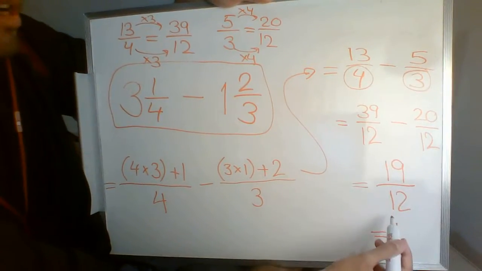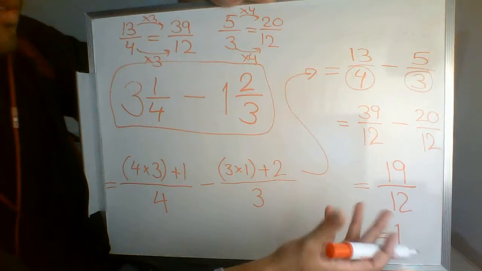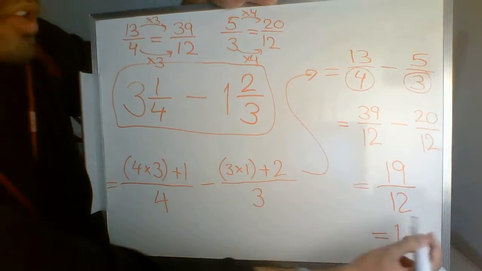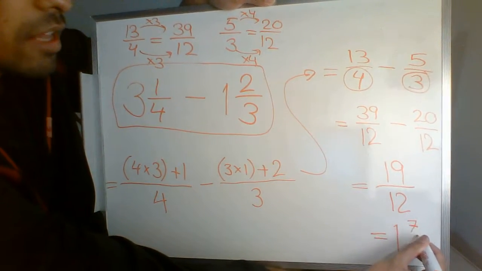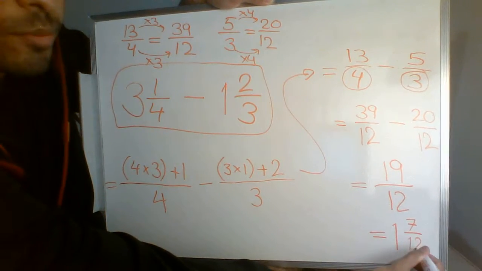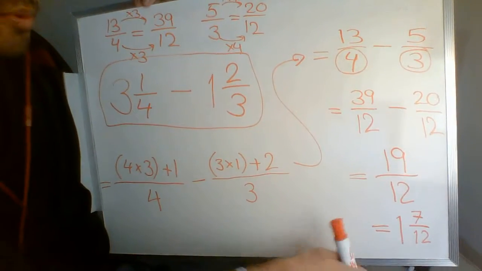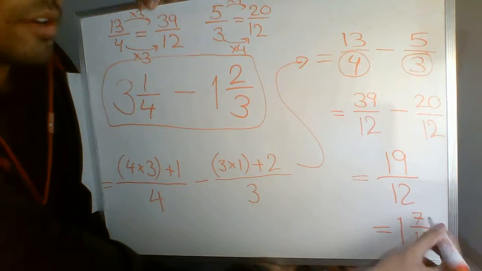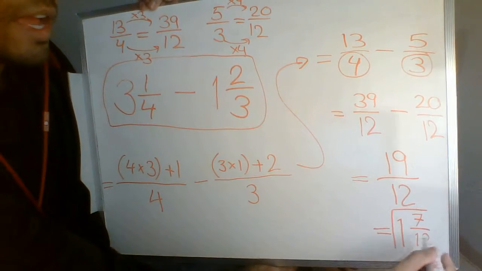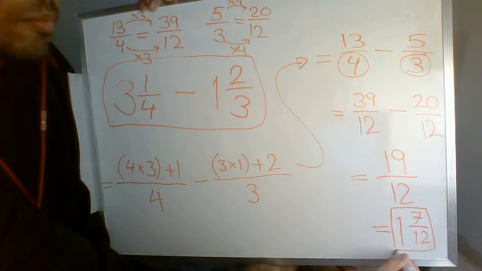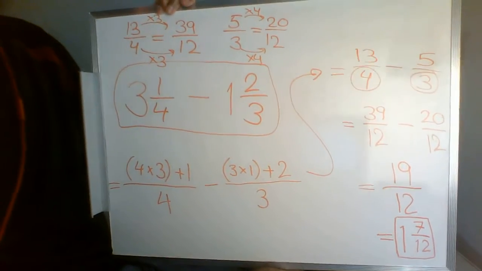So we can make one group of 12. If we had 19 pieces of something, we can make one group of 12, and we'll have 7 pieces left over. So 7 becomes our new numerator, and then we're left with a 12 as our denominator. That just carries over. So then that 1 and 7/12 would be your answer.